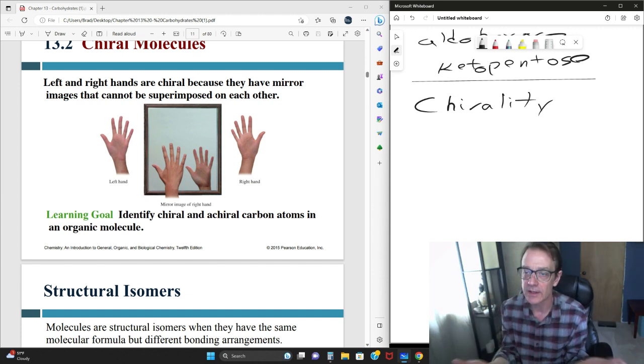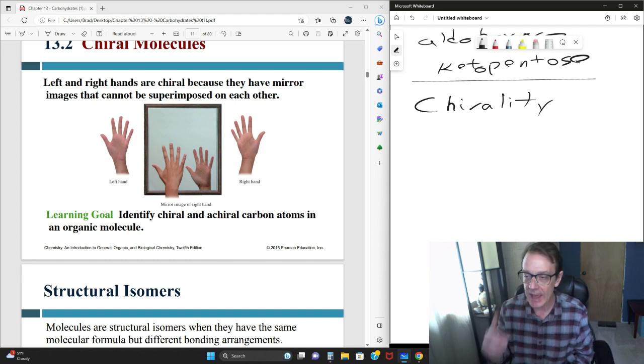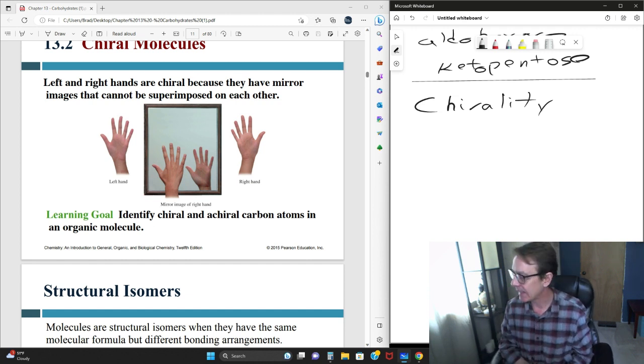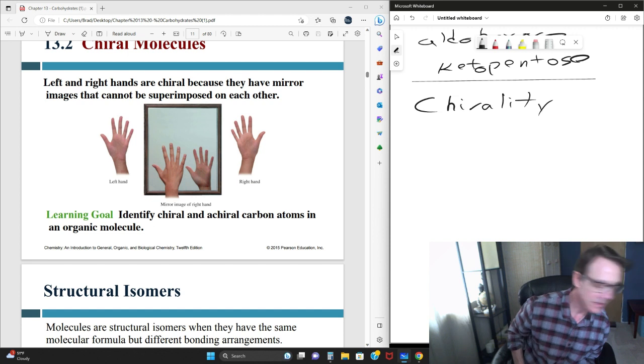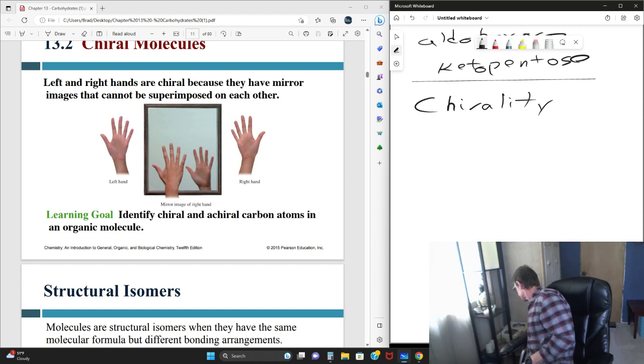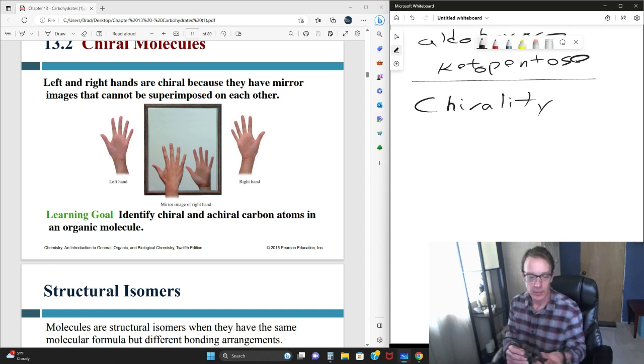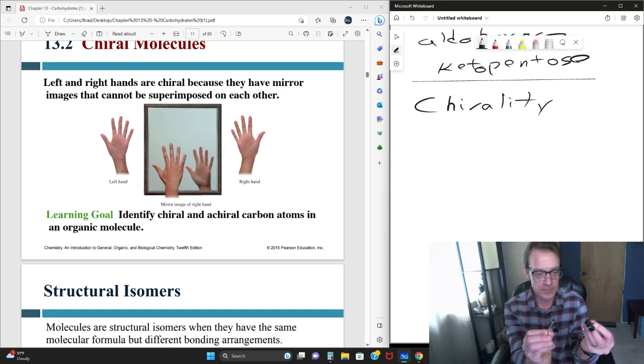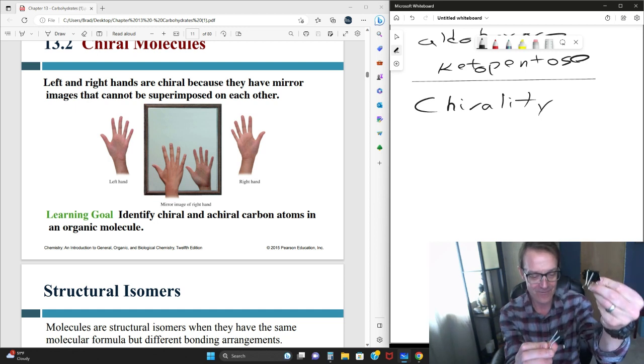That's what chirality is. Okay, something is achiral if you can superimpose them on top of one another. What would be something that would be chiral? There, a couple of paper clips. Okay, we have mirror images of the paper clips.